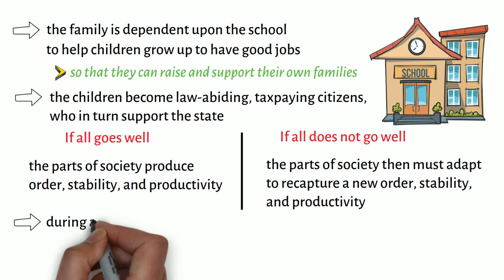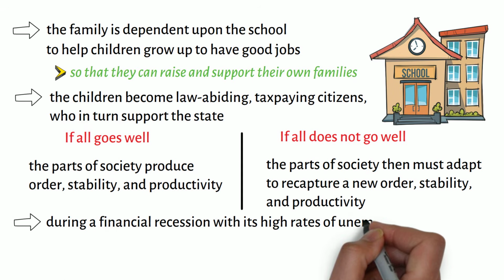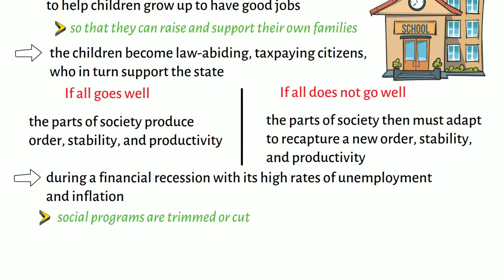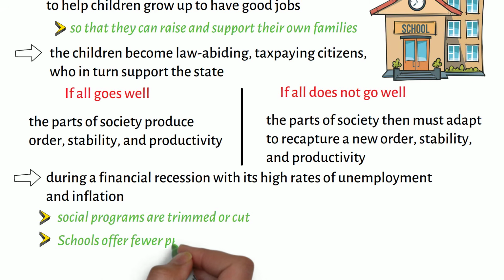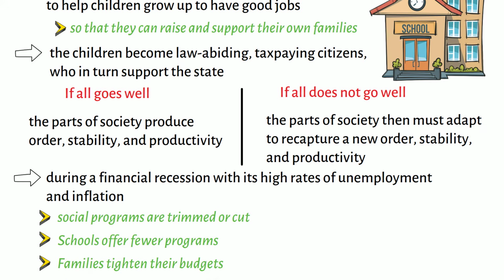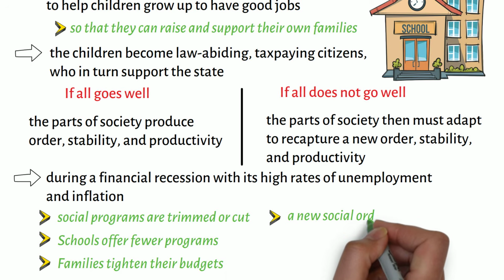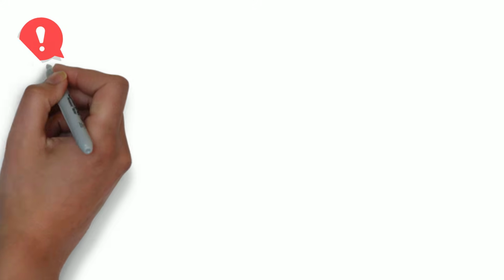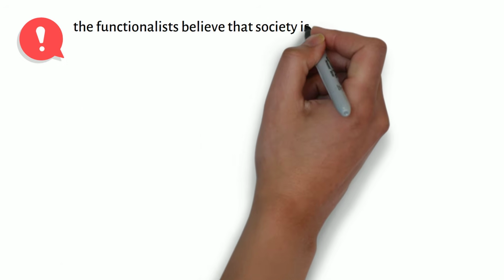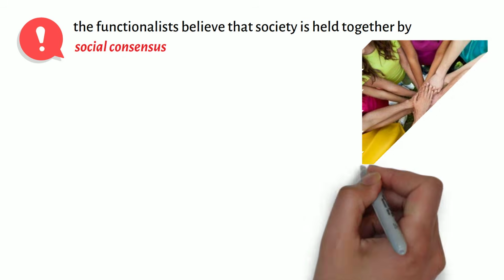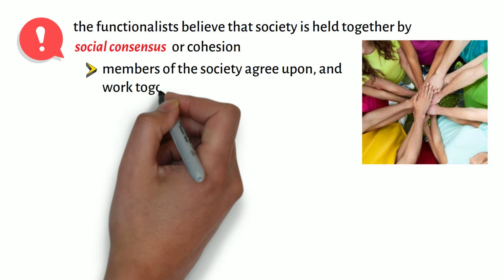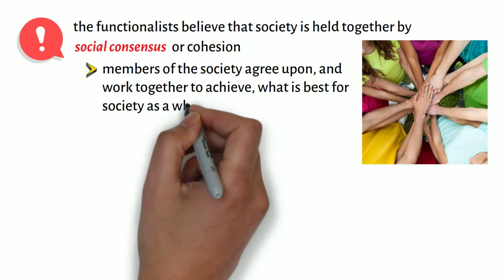For example, during a financial recession with its high rates of unemployment and inflation, social programs are trimmed or cut. Schools offer fewer programs. Families tighten their budgets. And a new social order, stability, and productivity occur. It must be noted that the functionalists believe that society is held together by social consensus, or cohesion, in which members of the society agree upon, and work together to achieve, what is best for society as a whole.